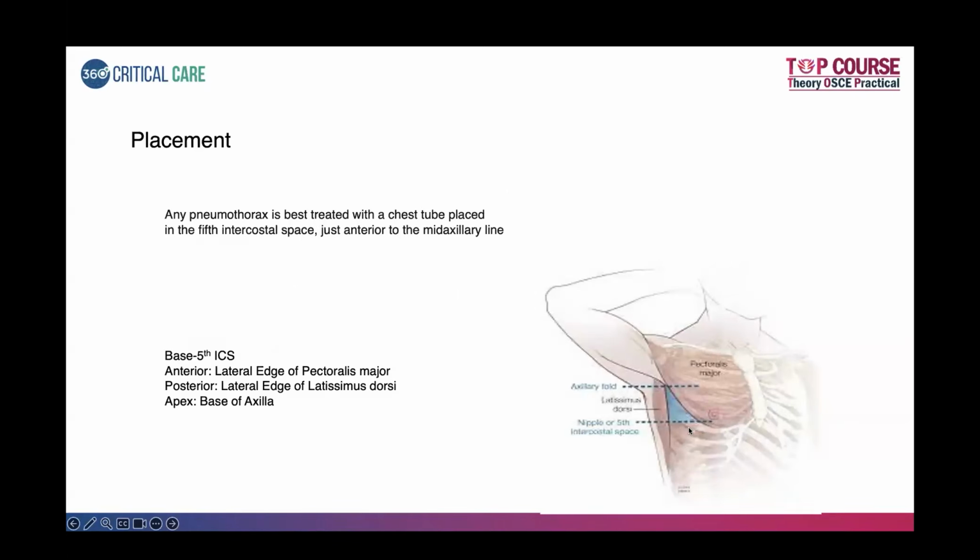The base is at the level of the fifth intercostal space. The apex is at the base of the axilla. The anterior border of this triangle is the lateral edge of the pectoralis major, and the posterior border is the lateral edge of the latissimus dorsi. So this needs to be remembered.